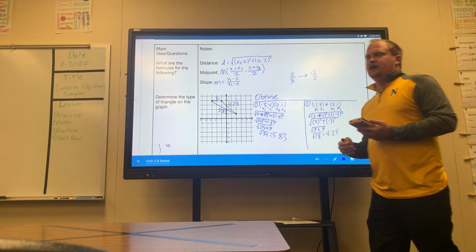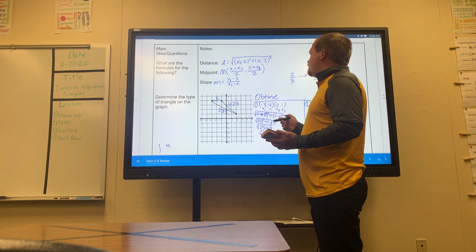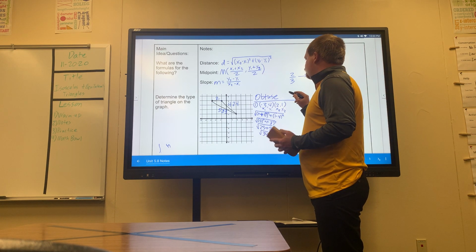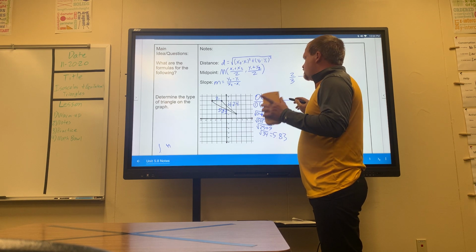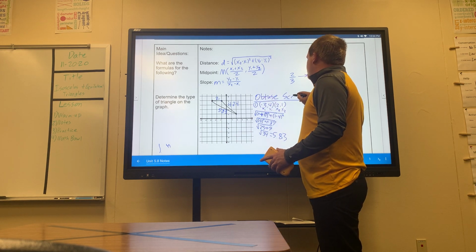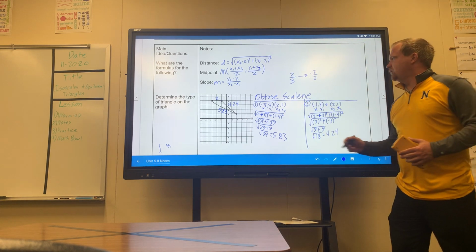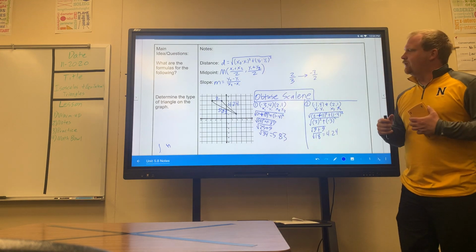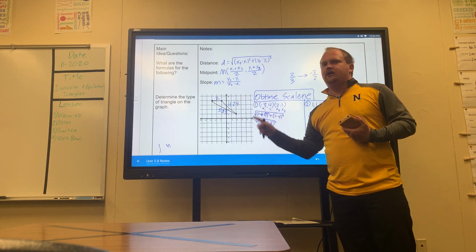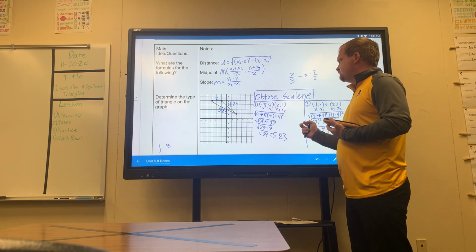Now, looking at it, knowing the lengths, they're all different lengths, which makes it an obtuse scalene triangle. And that's what I'm looking for. I want to be able to find the lengths of each one and identify what type of triangles they are.